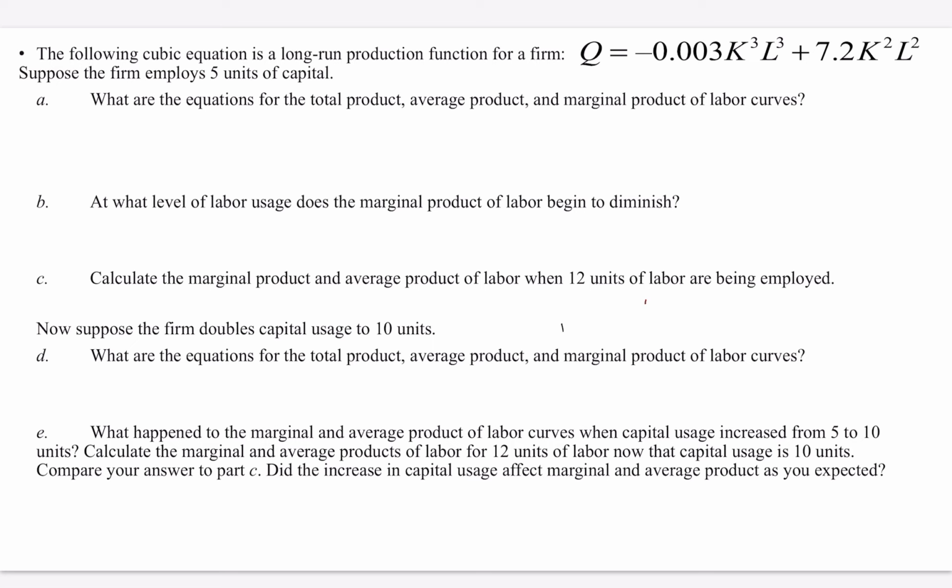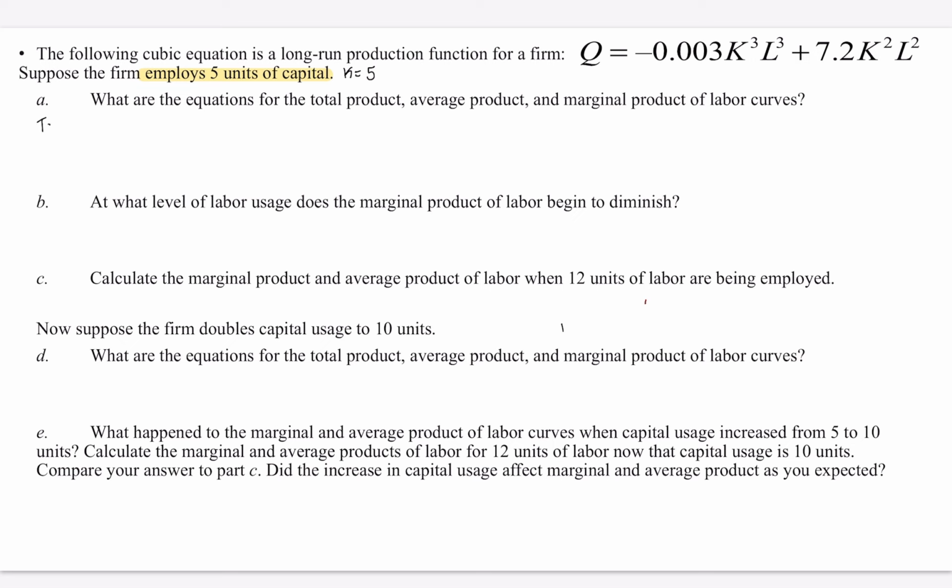So the first question says, the following cubic equation is a long-run production function for a firm. Suppose the firm employs 5 units of capital. 5 units of capital is telling us that K equals 5. What are the equations for the total product, average product, and marginal product of labor curves?